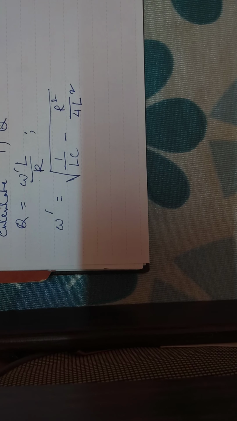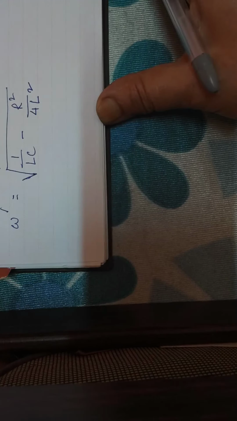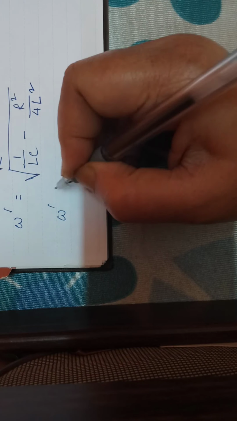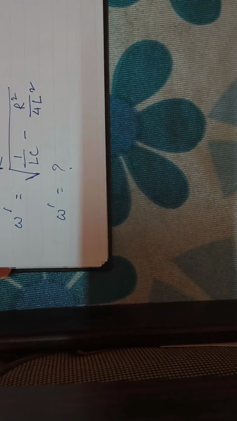So if you make the substitution for L, C and R, what are you getting for omega prime? Please calculate. This is your assignment and you have to submit this at the end of the class. Now you have to deduce the frequency and quality factor similarly for an LCR circuit.